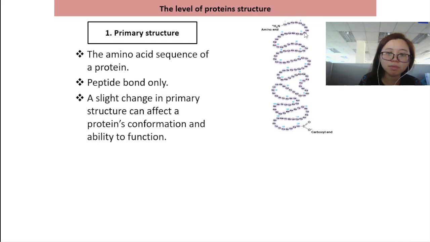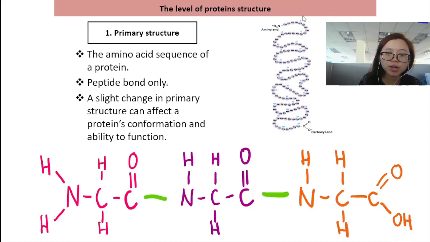So here you see it is a long chain. It's like a really long chain. If you look at the chain, this is what's inside. This is what I said earlier, one amino acid is NCC. This amino group, the carboxyl group has donated and formed a peptide bond with the next amino acid.